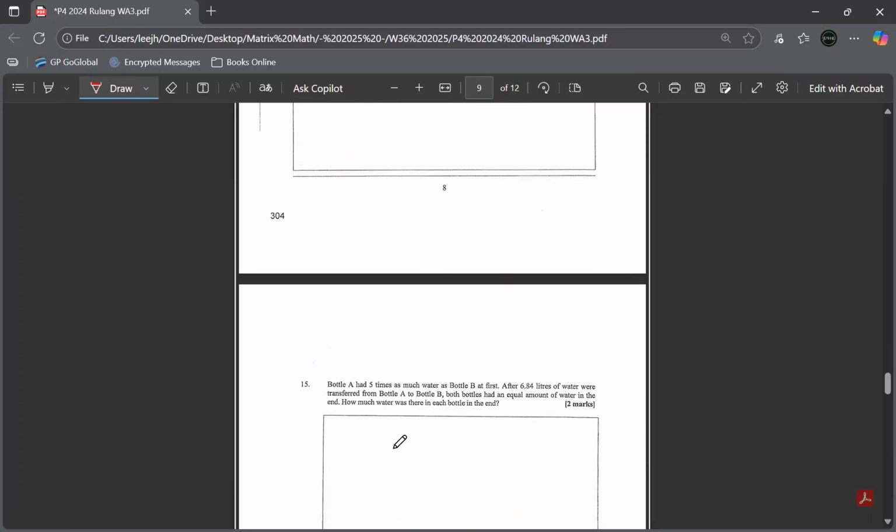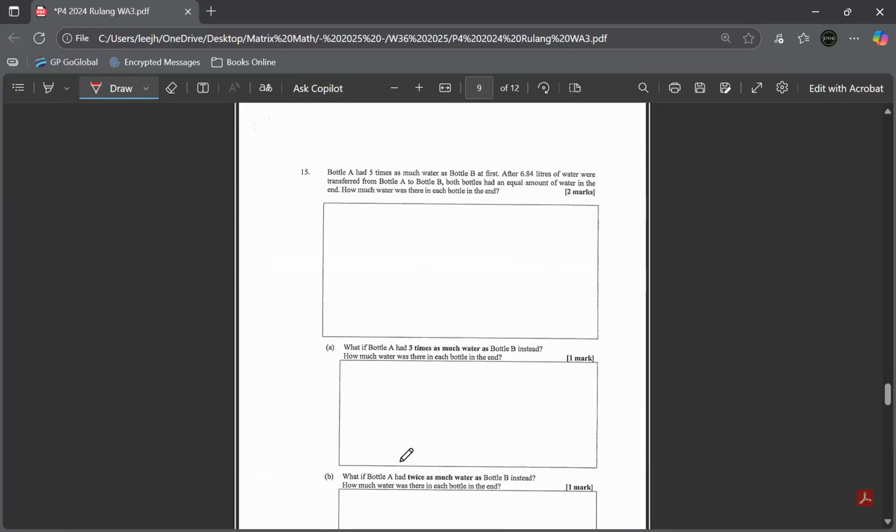Question 15. Okay, it's the same thing. So I'm going to do it in the sense that I have this. So look at it. Bottle A had 5 times as much water as bottle B at first. Then after 6.48 liters of water were transferred from A to B, both bottles had an equal amount of water, right? So in the end, how much water was there in each bottle? So I work out this answer first, okay? So I am going to draw a model, A 5 times of B.